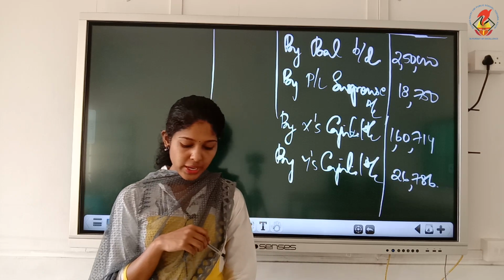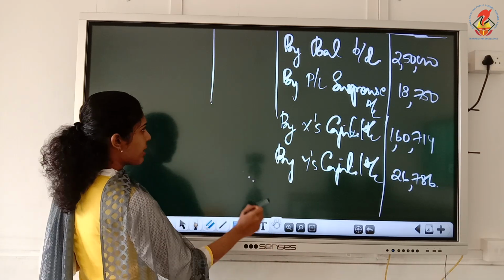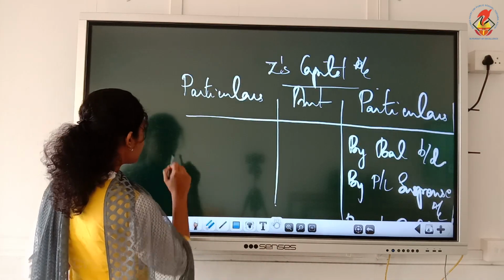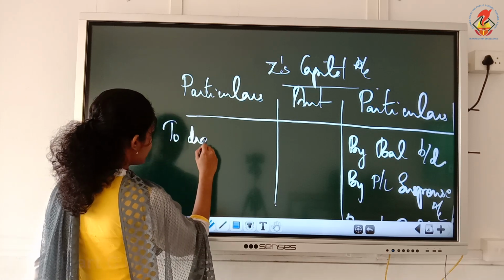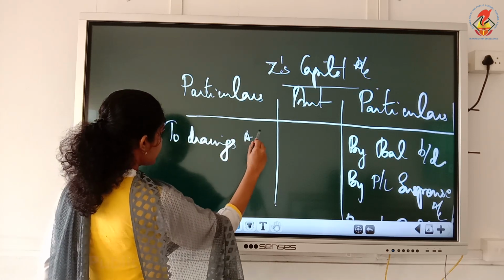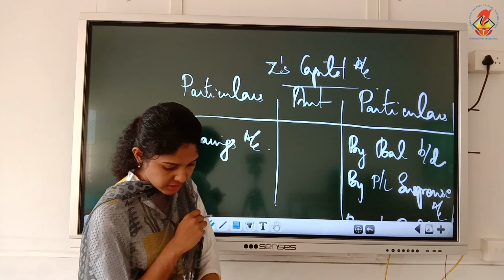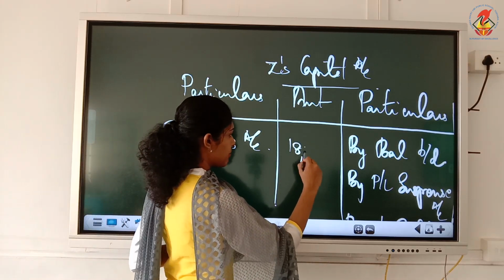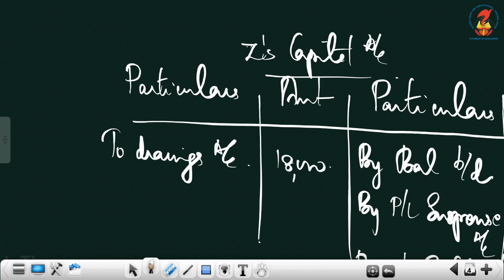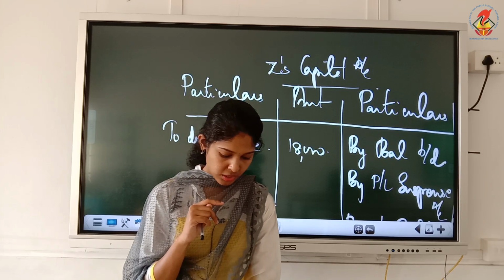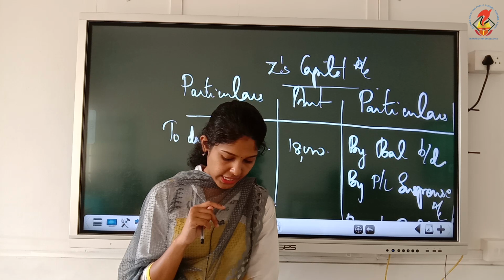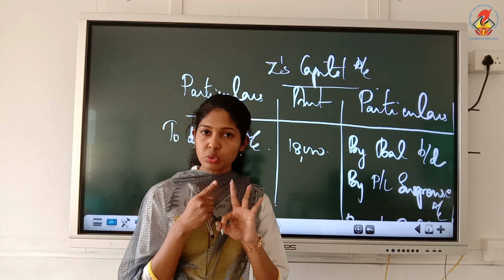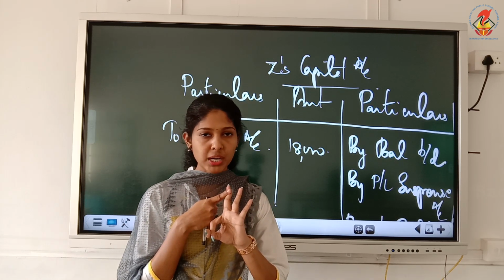Then next one, drawings amounted to 18,000. Where will you write drawings? It should come on the debit side. Items that reduce capital account or capital must come on the debit. Interest on drawings also on the debit if it is there. Interest on drawings, when you compute, always consider the time period. Okay. Then we'll move on to the third step while doing partner's capital.